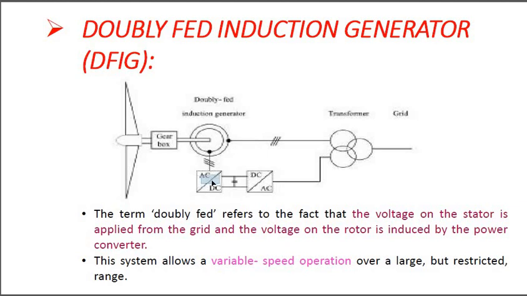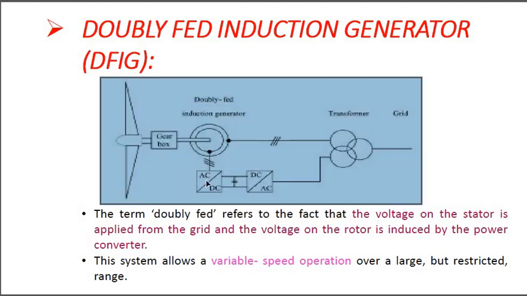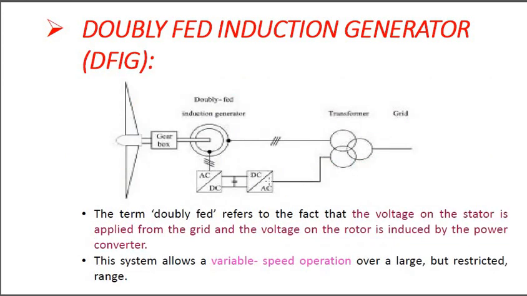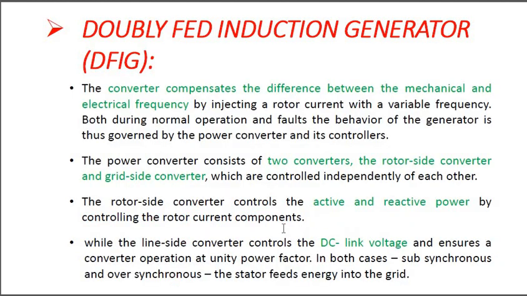So this is the rotor side controller, and it will control active and reactive power by controlling the rotor current components, while the line side converter controls the DC link voltage and ensures converter operation at unity power factor. In both cases, subsynchronous and oversynchronous, the stator feeds energy into the grid.